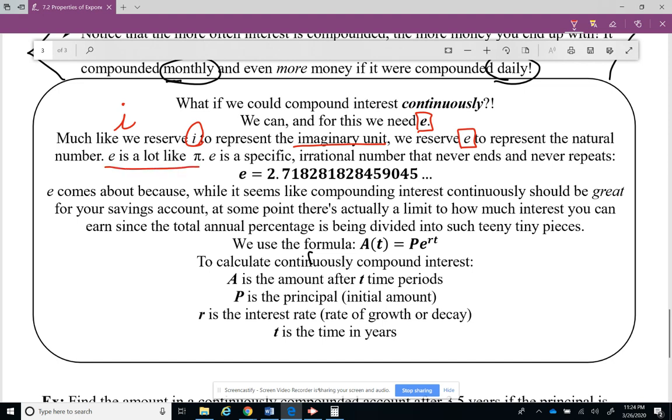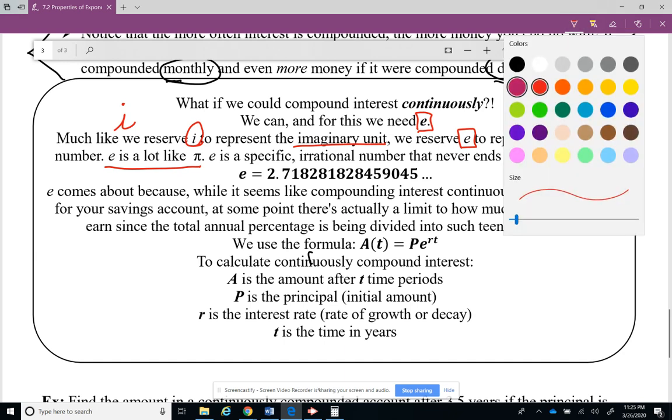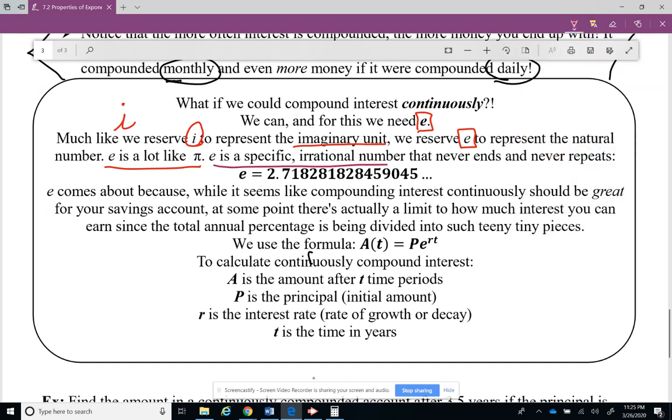Now, E is kind of like pi. You know how pi is 3.14, but it goes forever and never ends and never repeats? Well, E is a specific irrational number that never ends and never repeats. So E is approximately 2.7, and you could keep reading it. So I want to show you that E is 2.7.